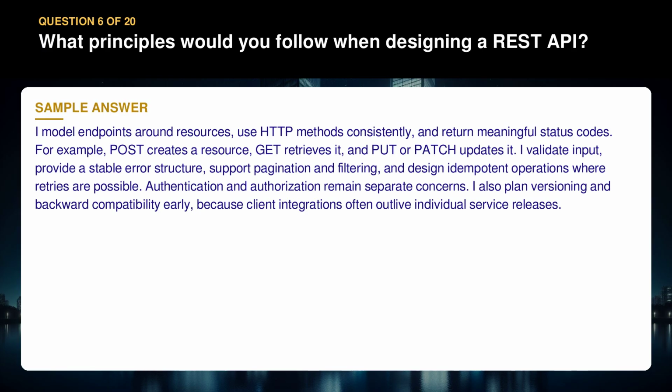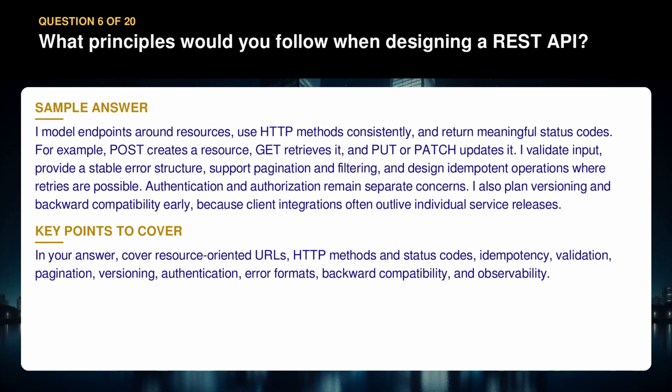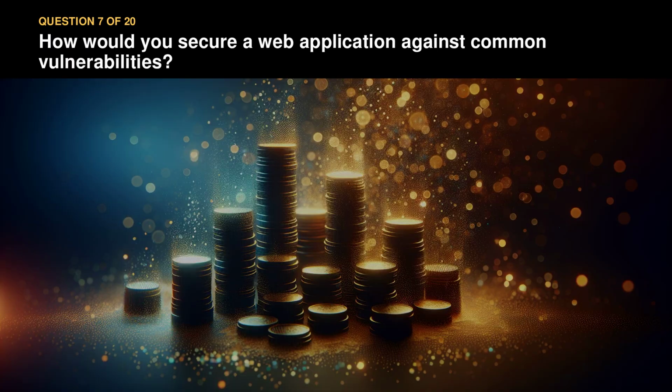Authentication and authorization remain separate concerns. I also plan versioning and backward compatibility early, because client integrations often outlive individual service releases. In your answer, cover resource-oriented URLs, HTTP methods and status codes, idempotency, validation, pagination, versioning, authentication, error formats, backward compatibility, and observability.